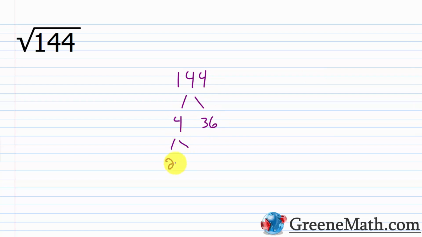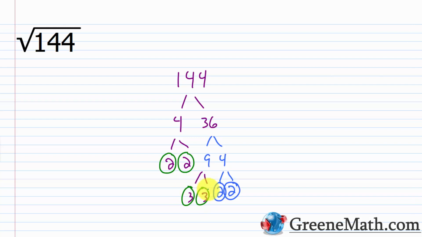4 is 2 times 2. 2 is a prime number, so let's just circle those. And then 36 is 9 times 4. 4 again is 2 times 2. 2 is a prime number, so let's circle those. And then we know that 9 is 3 times 3. And let me make that better. And we'll circle these 3's here. So we can see that we have 2 times 2 times 2 times 2, where you could really say you have 2 squared times 2 squared again times 3 squared.